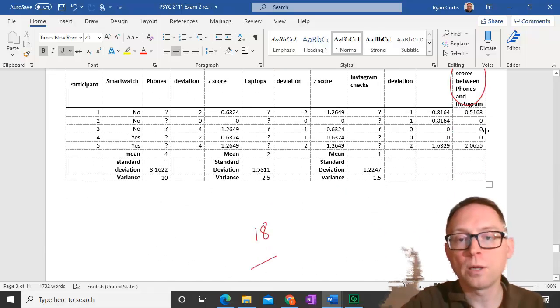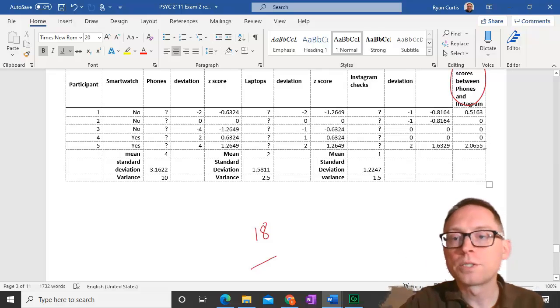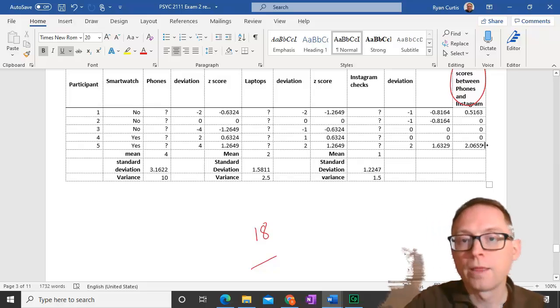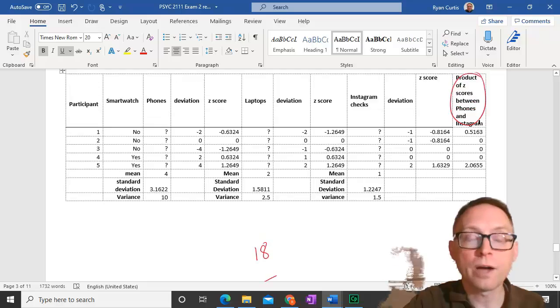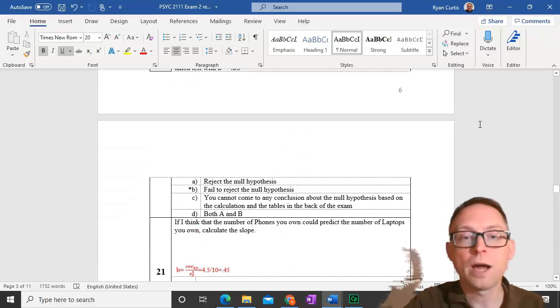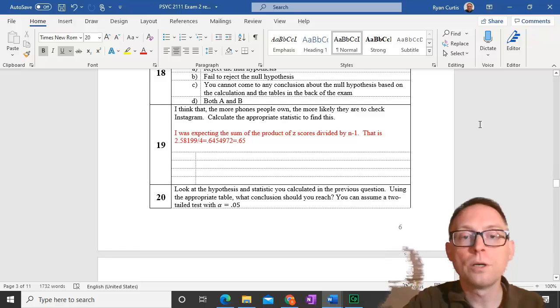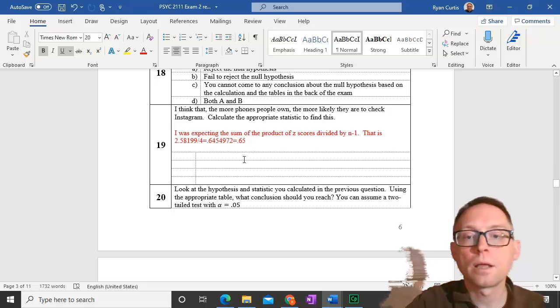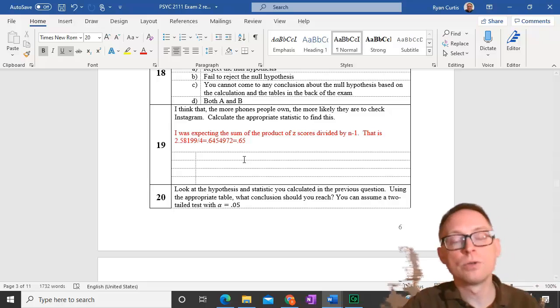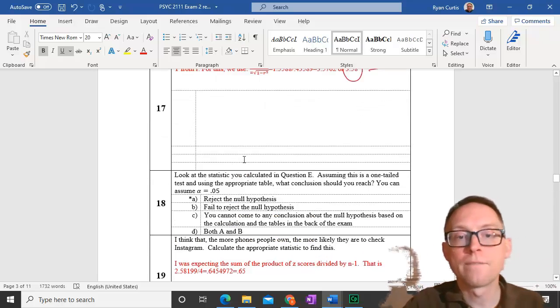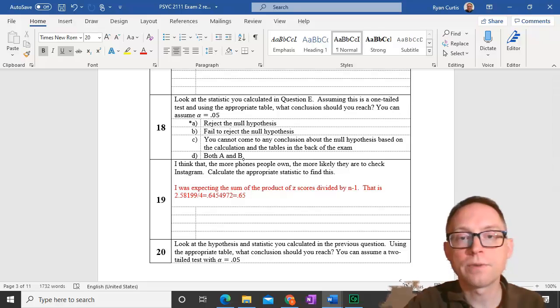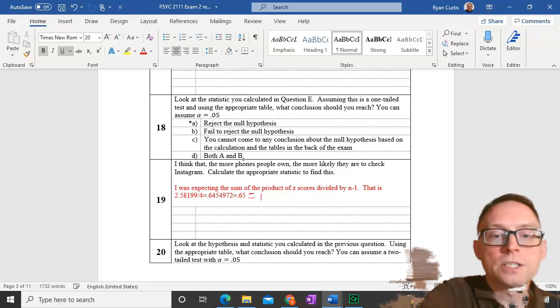I'm just asking you to add up 0.5163 plus 0 plus 0 plus 0 plus 2.0655. Then divide that by n minus 1. N is 5. N minus 1 is 4. Add these up, divide by 4, and you will get 0.6454972. That is 0.65. This is 0.65, and that is going to be R.